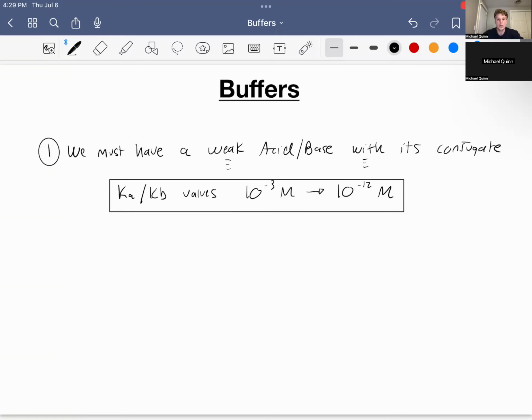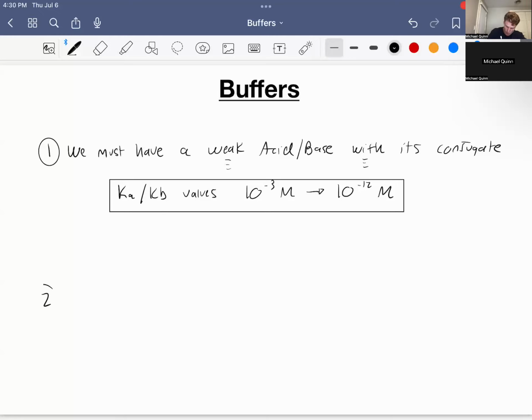So in order to establish a buffer, we need to make sure that we have a weak acid or base with its conjugate. And these Ka / Kb values, if they fall in the range of 10 to the negative third and 10 to the negative 12, we can ensure that we are dealing with a weak acid or base. This means that if we have a Ka or Kb value that is either much smaller or much greater, we are not dealing with a weak acid or base. We should note that if we have a strong acid or base, that is not going to form a buffer.